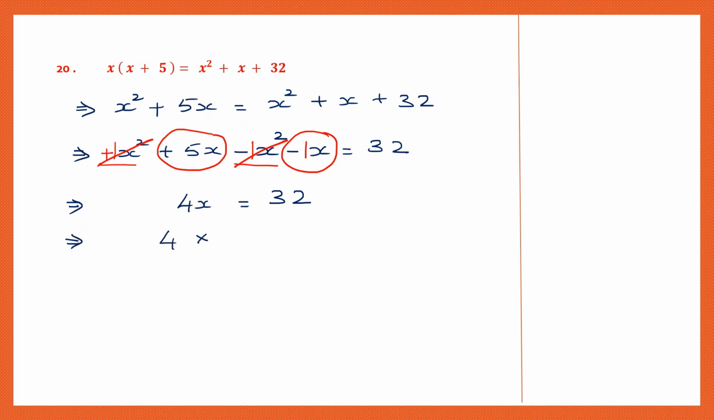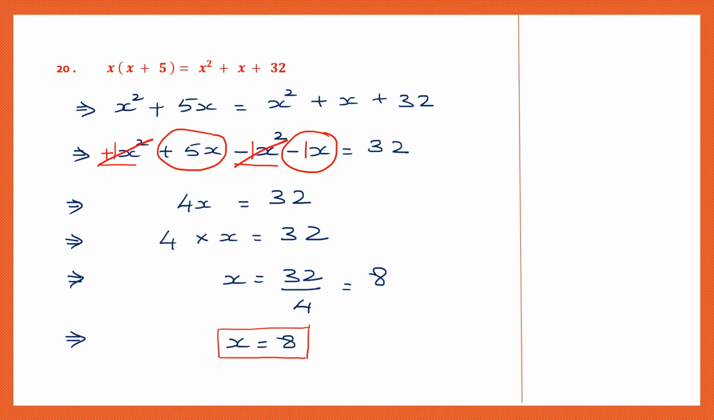4x is 4 into x, which is 32. Now to find the value of x, we say 32 divided by 4. 32 divided by 4 is 8. 4 8s are 32. So we have found the value of x to be 8. So this is the answer to our last sum in this exercise. x is equal to 8.